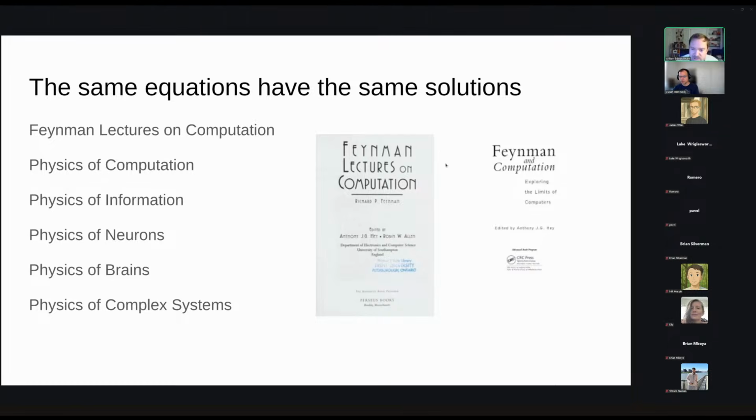So these are two books I would highly recommend, not textbooks, but collections. This one is basically his lectures transcribed. It's very good. And then the other one, Feynman and Computation, is more like a collection of works from other individuals, Marvin Minsky and such, that has some very interesting papers. So I highly recommend both of those.